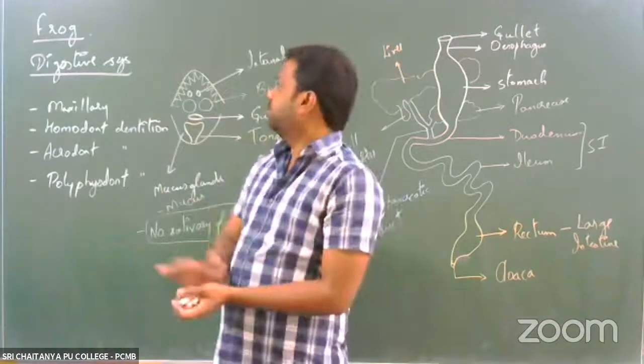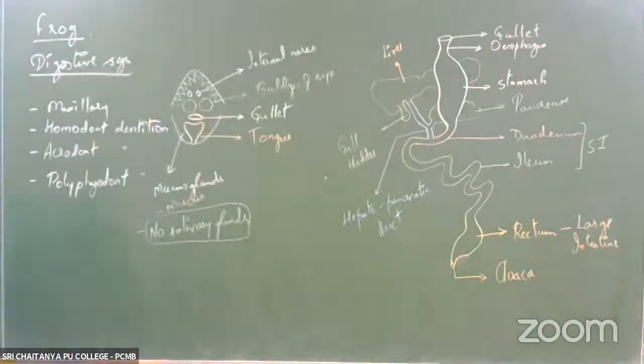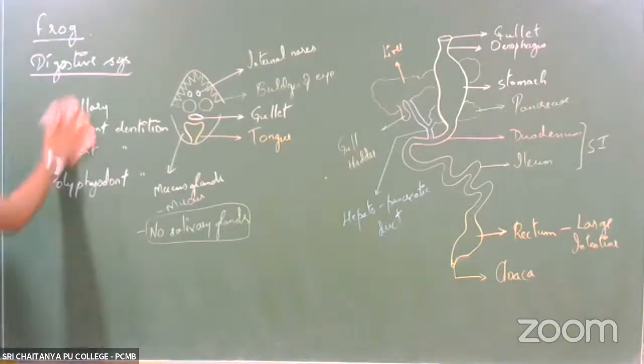Once we are done with the anatomy of the digestive system, let us now take up the next system in the list, which is the respiratory system.